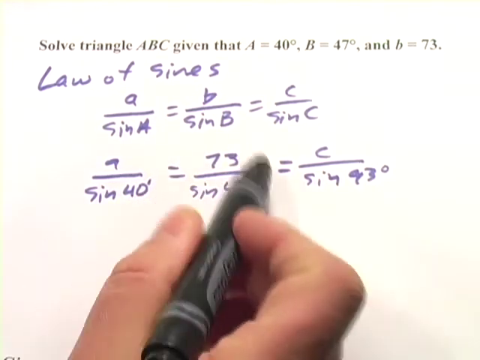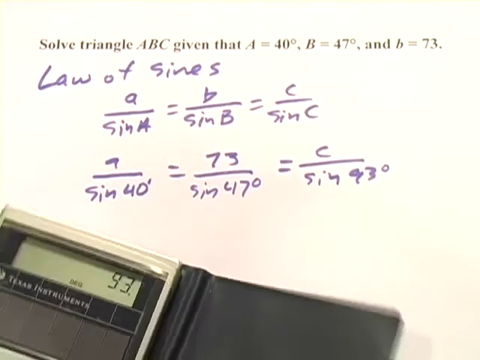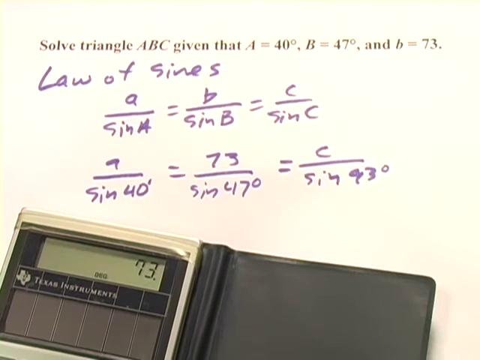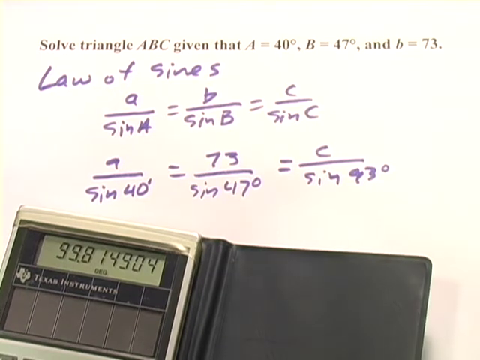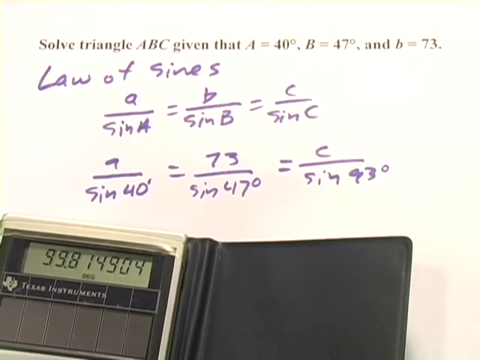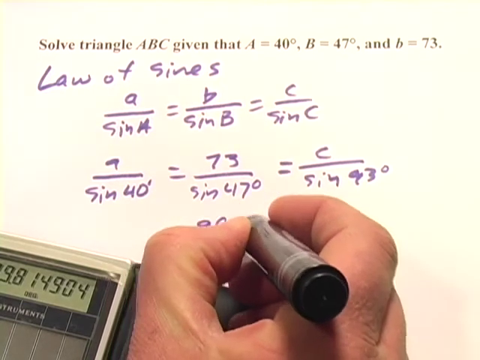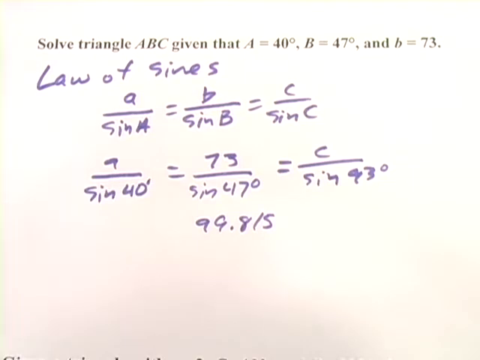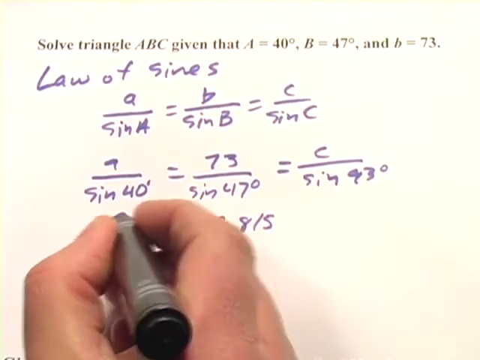The part that's ready to go here is the B in the middle. So what I would do is take my calculator and type in 73 divided by the sine of 47. And what we get is this number, 99.8149. So let's just jot that down here, 99.815. Now, to solve for side A here, we can set that equal.